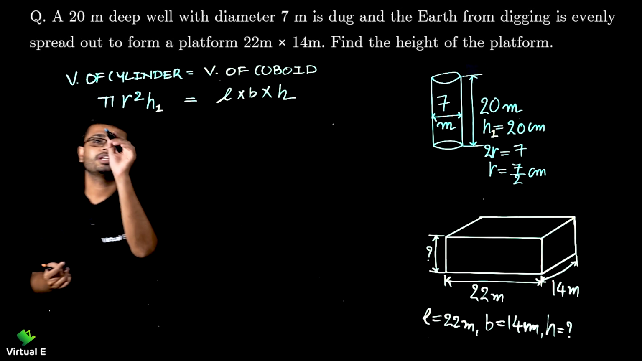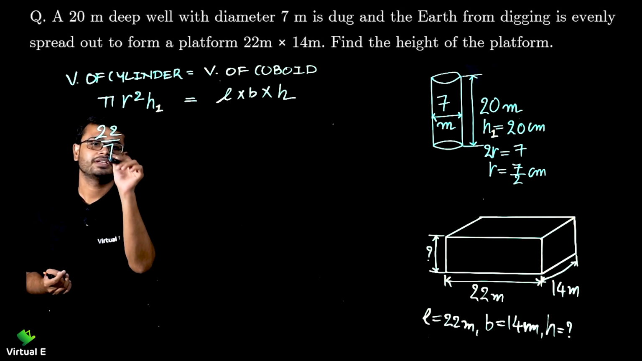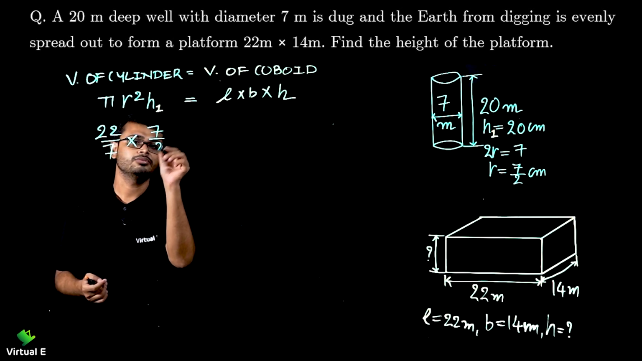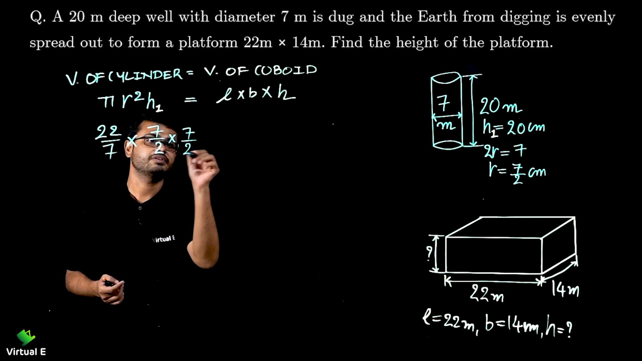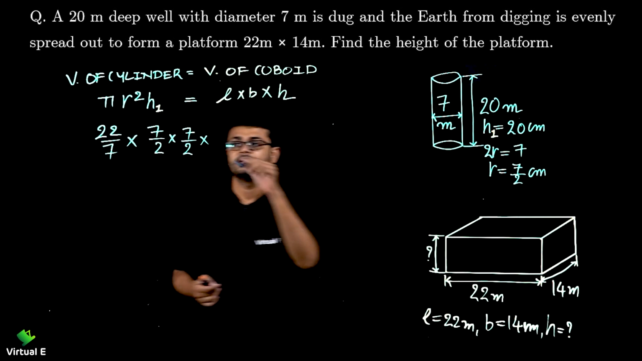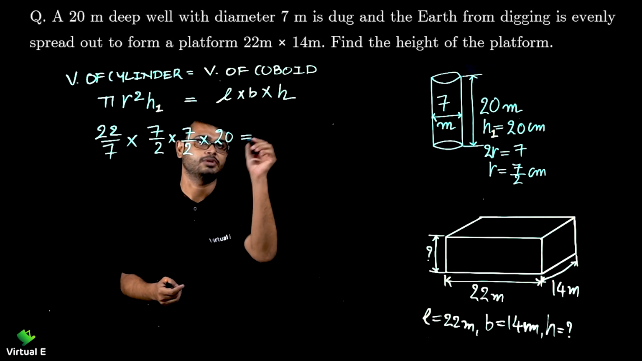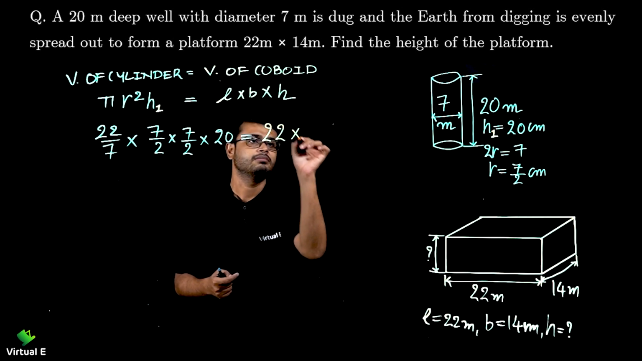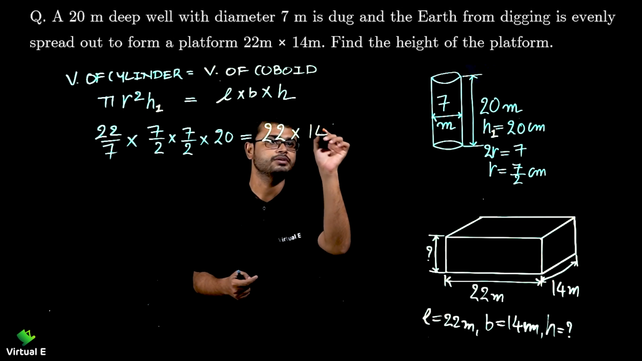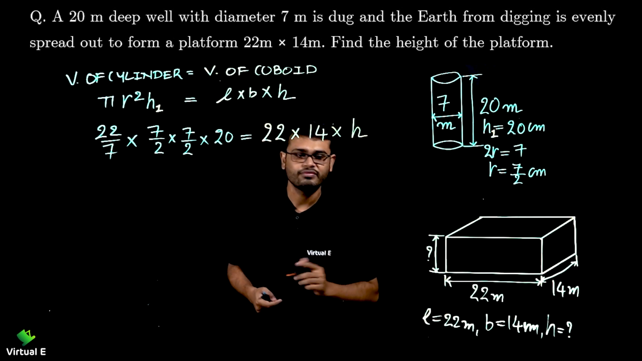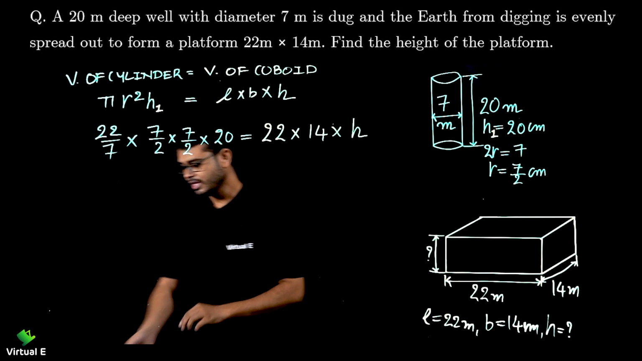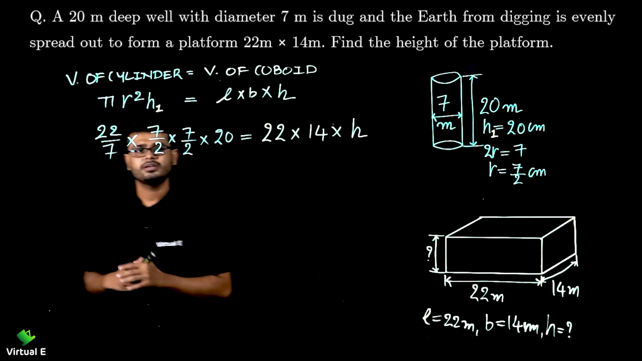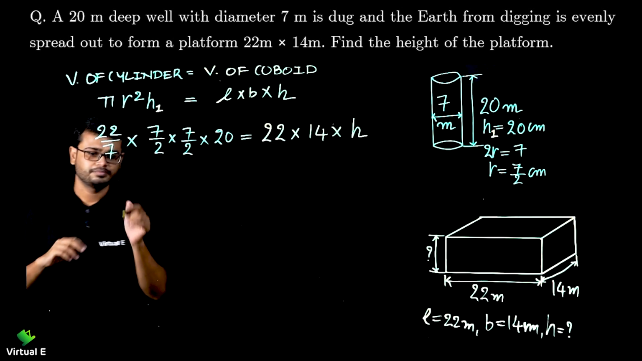So pi is 22 by 7. Then r square, which is 7 by 2 multiplied by 7 by 2. And what is H1? Which is 20, equal to, what about the length? That is 22 meters, multiplied by breadth, 14 meters, and H, we want to find this height. Now let's do the simplification. Let's shift all these terms over here. Let's not do cancellation so far.